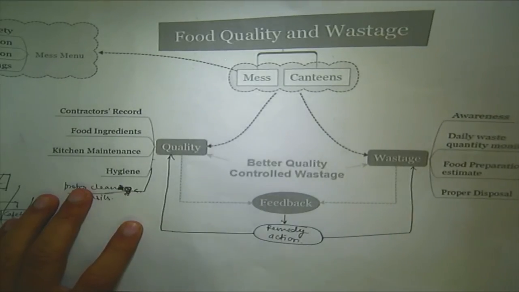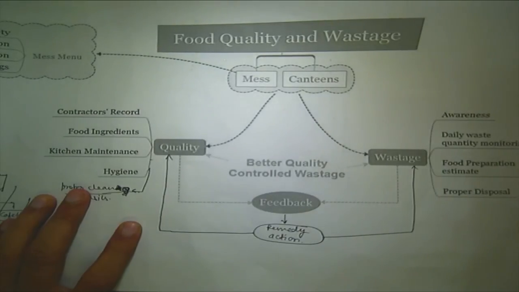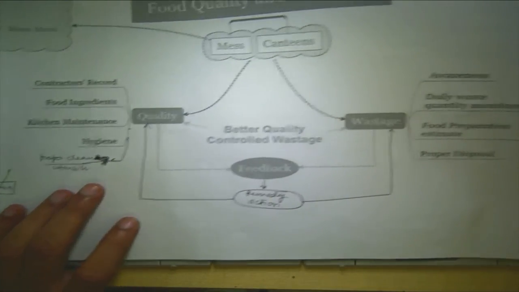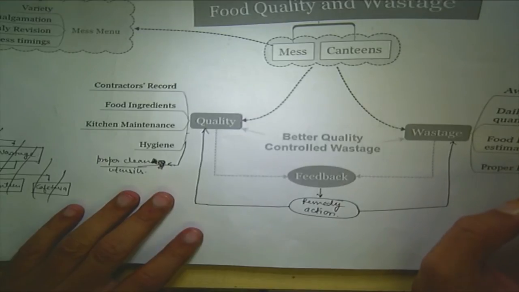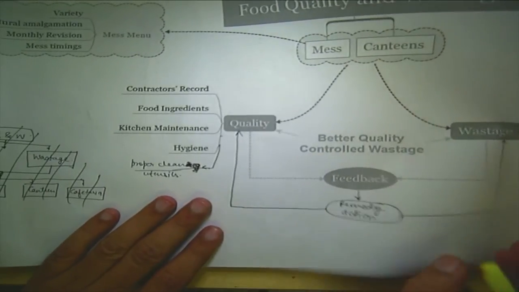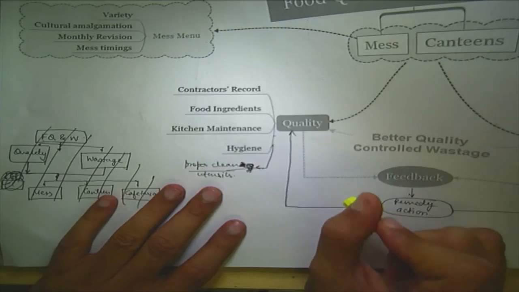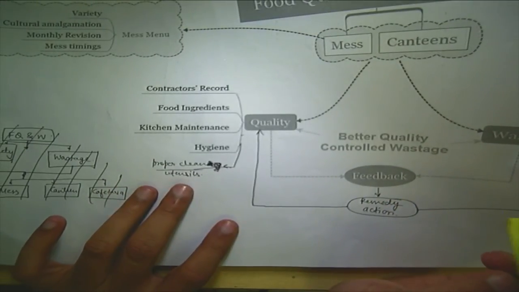Our idea of bringing the mess and canteen in the first hierarchy after food quality is that these are the main sources of food on the campus. We wanted to specify that these are the main sources we have to take care of. Then we segregated what the main issues with quality and wastage from these two sources are, and tried to correlate all these things together. From the quality and wastage point of view, we had some points and made a feedback loop. If we look at the quality, whatever is lagging within those points, we can take feedback from there, and then it can be reiterated to improve the quality further.